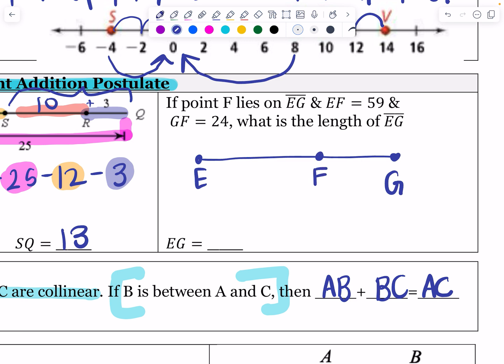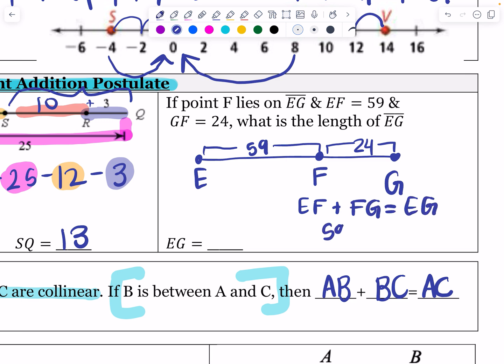E to F is 59, it says, from here to here. And then G to F is 24. What is the length of the whole thing, EG? Well, we know that EF plus FG should add up to the whole thing, EG. So by the segment addition postulate, that's going to be 59 plus 24 makes that whole thing, EG. So what is 59 plus 24? That is going to give me a length overall of 83.